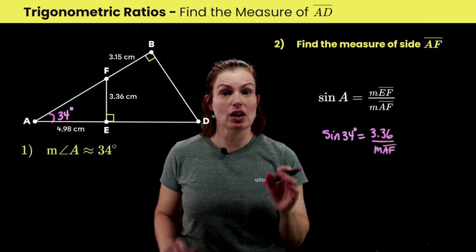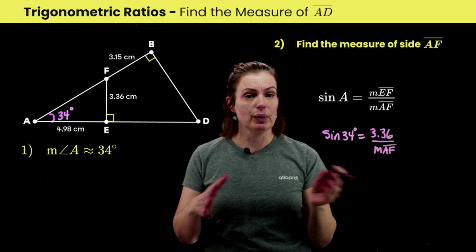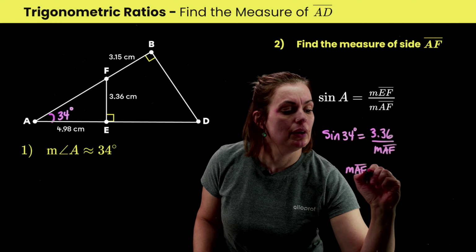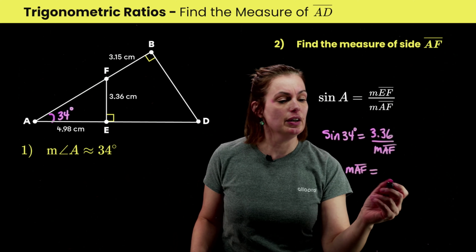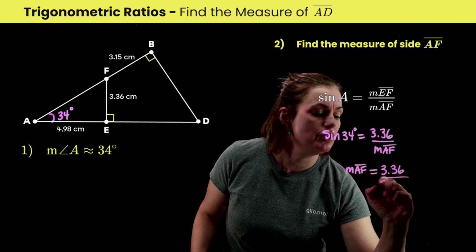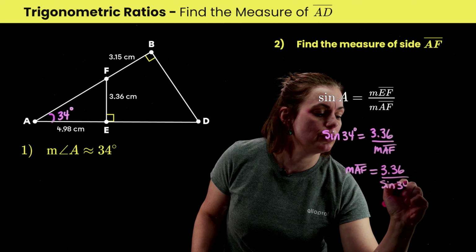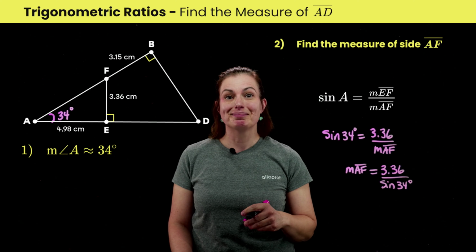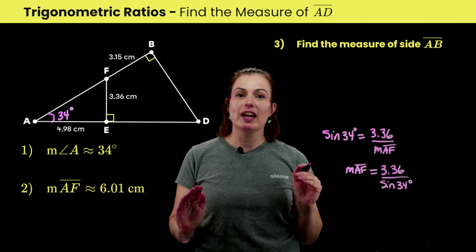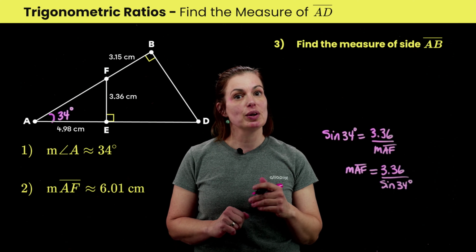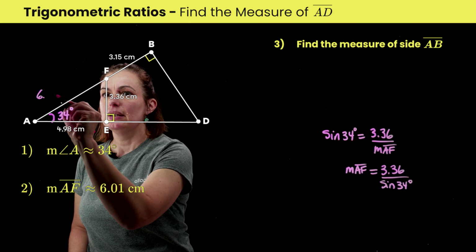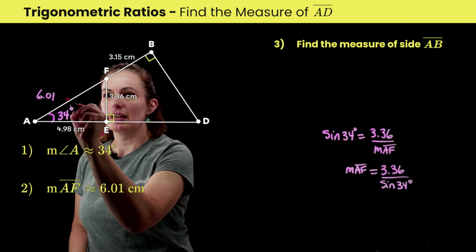And because AF is our unknown in this scenario, I want to actually manipulate the formula a little bit to give me AF isolated on the left side here, and on the right, I now have 3.36 over sine 34 degrees. Perfect. Simple maneuver on my calculator, and I get the measure of AF, which is approximately equal to 6.01 centimeters. So I'm going to write that in on my diagram here, 6.01 centimeters.